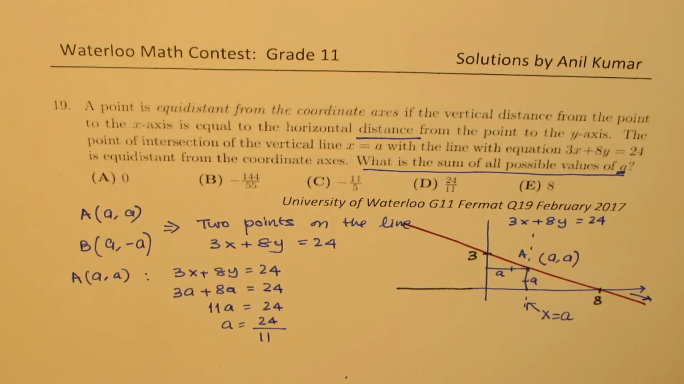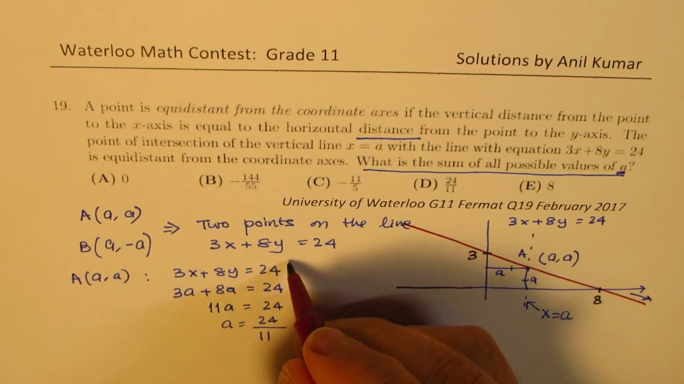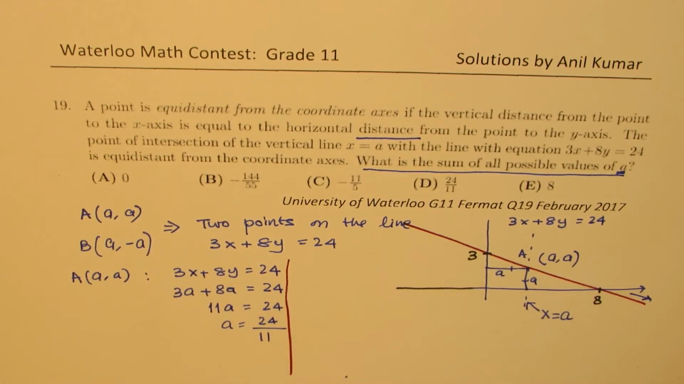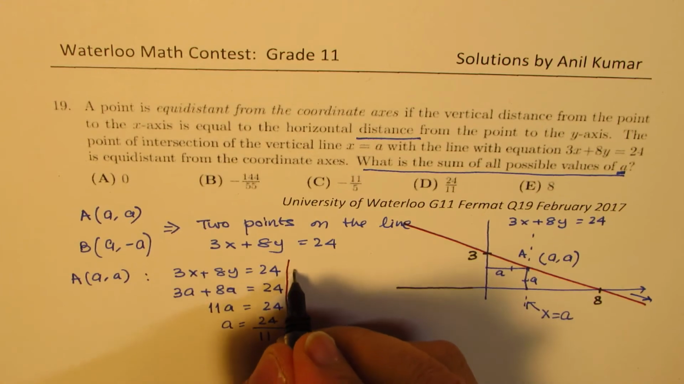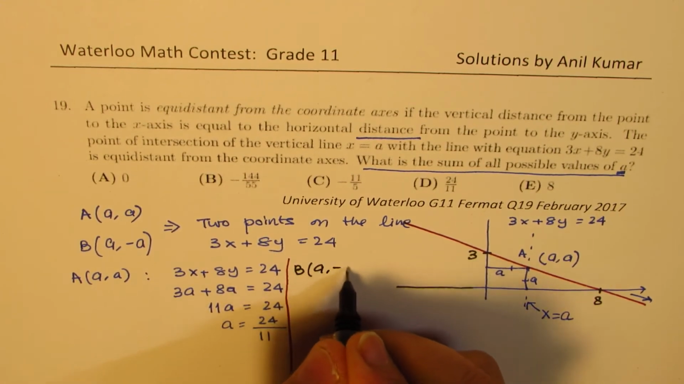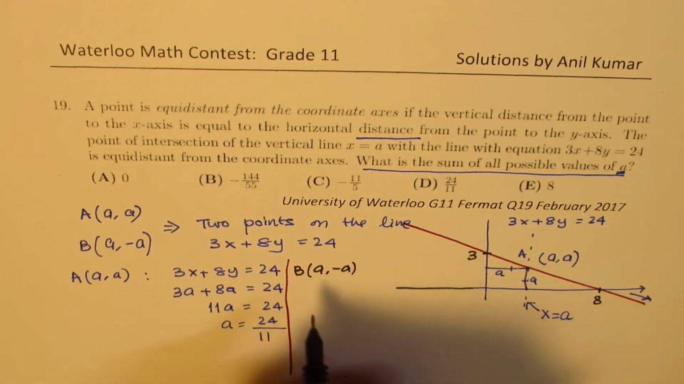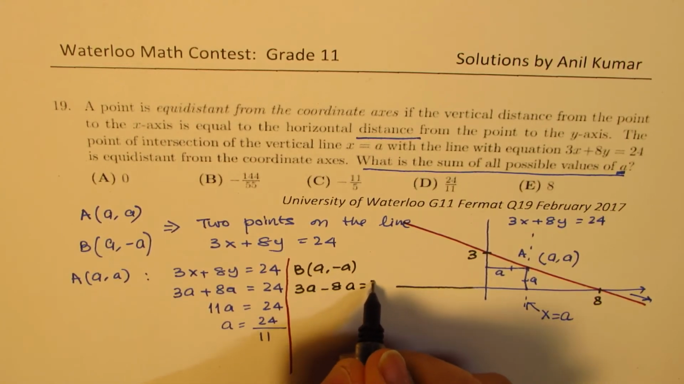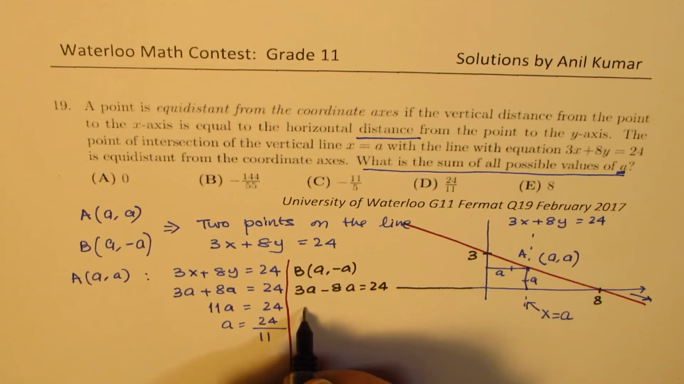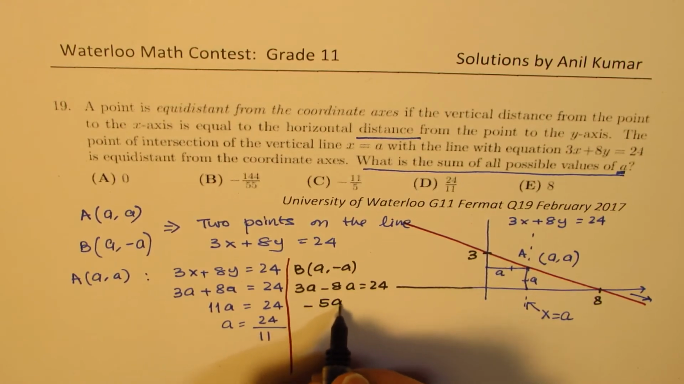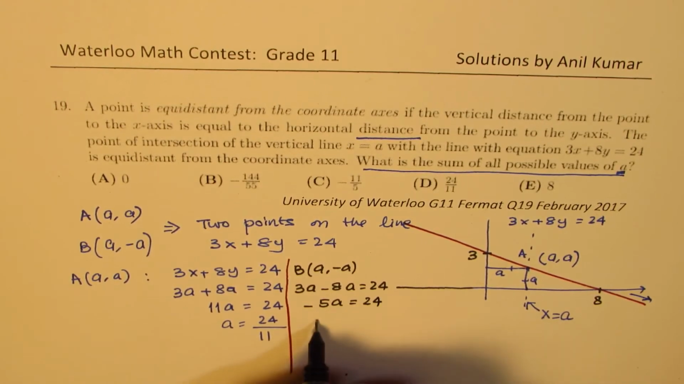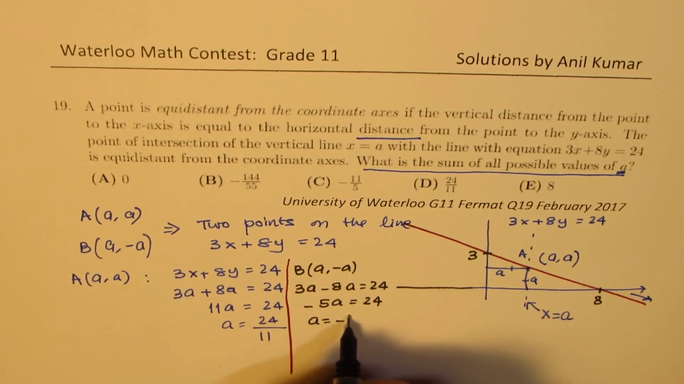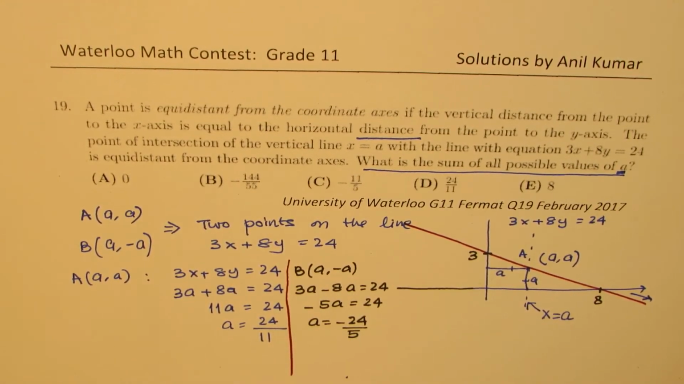Now, let us also work out the other point, which is B. The point B is a, minus a. The distance again is the same. So we get 3a minus 8a equals 24. That gives us minus 5a equals 24, or a is equal to minus 24 over 5. So these are the two values of a.